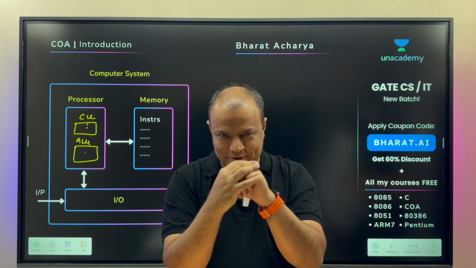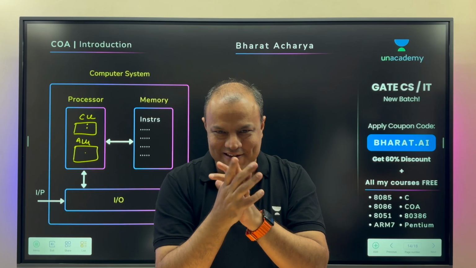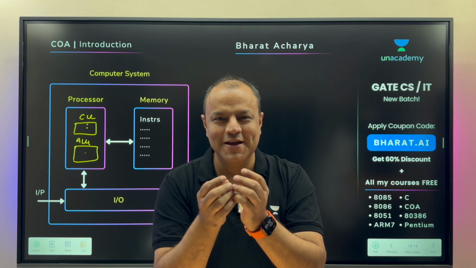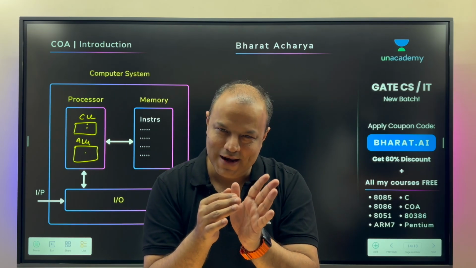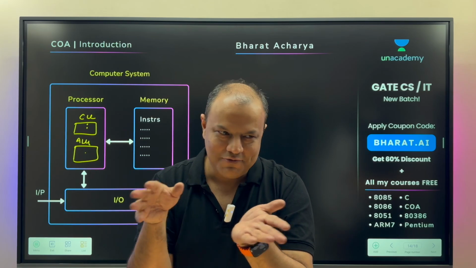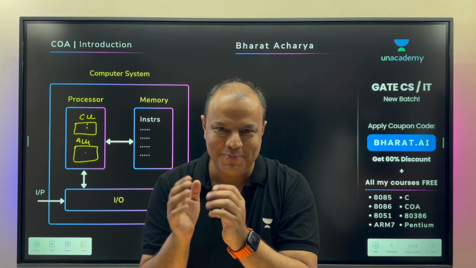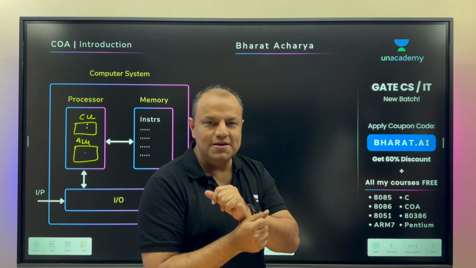Let's go one step deeper. No multiplier really multiplies. No divider really divides. Multiplication and division are a series of repeated additions and subtractions. There are algorithms to make it better, not just 5 into 4 is not 5 plus 5 plus 5 plus 5. Come on. Science has gone far better. There's something called Booth's algorithm, which can do the job in much lesser operations.